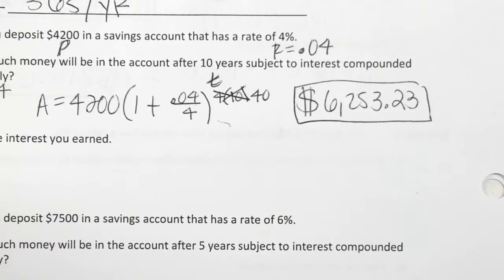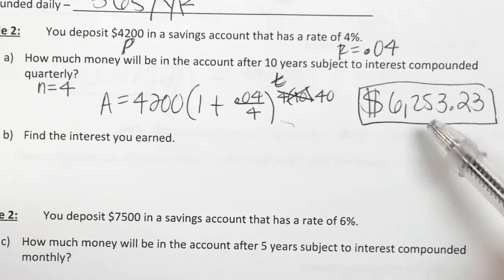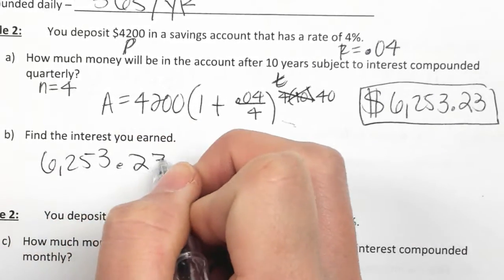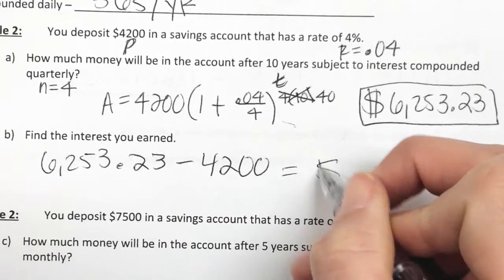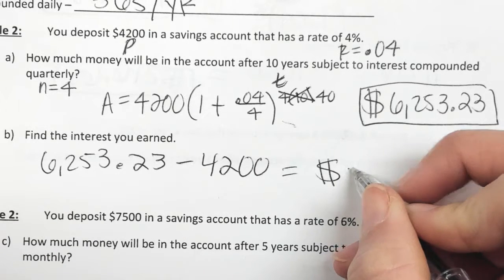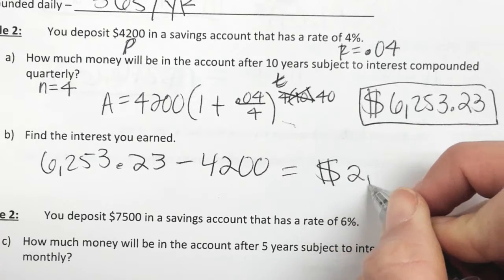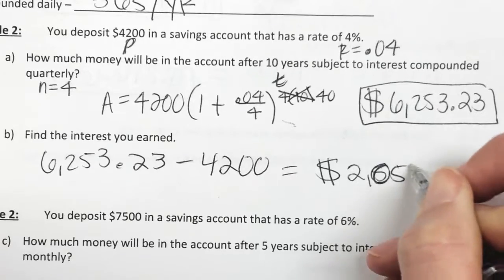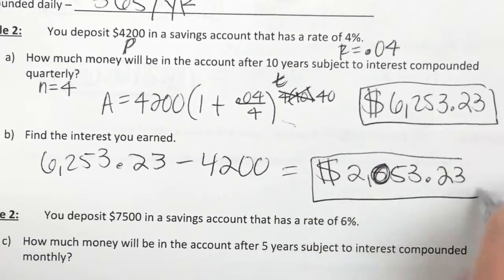Alright, and then to find the interest you earn, you just have to do what? Subtract this, 6,253.23 minus what? 4,200. Alright, tell me what you get. Guy. I got 2,053.23. 2,053.23. Yeah. Everybody agree? Okay. Good.